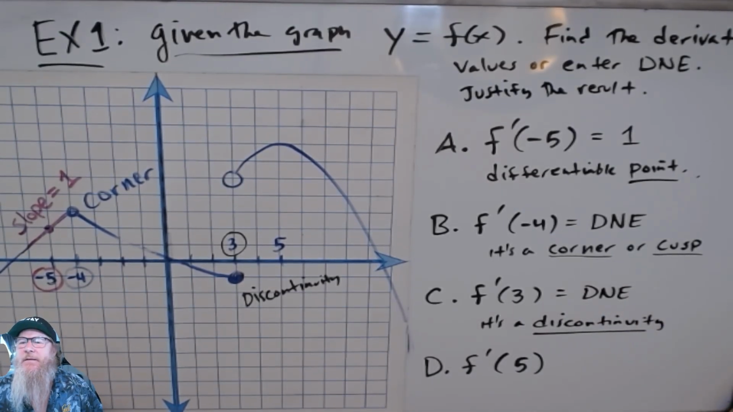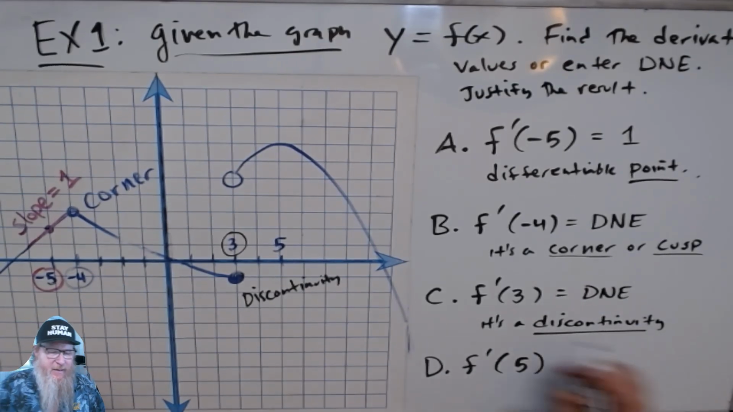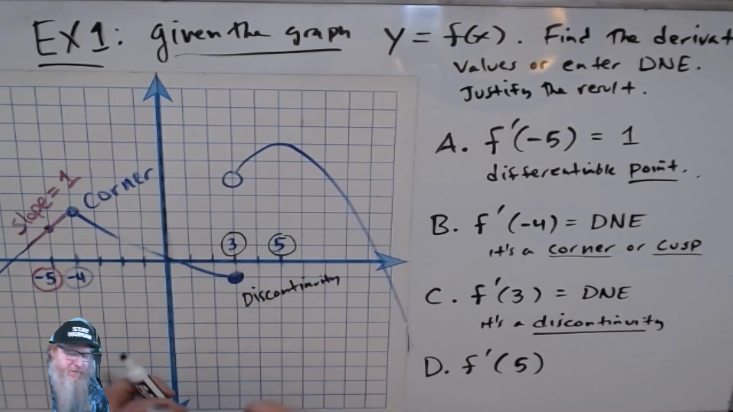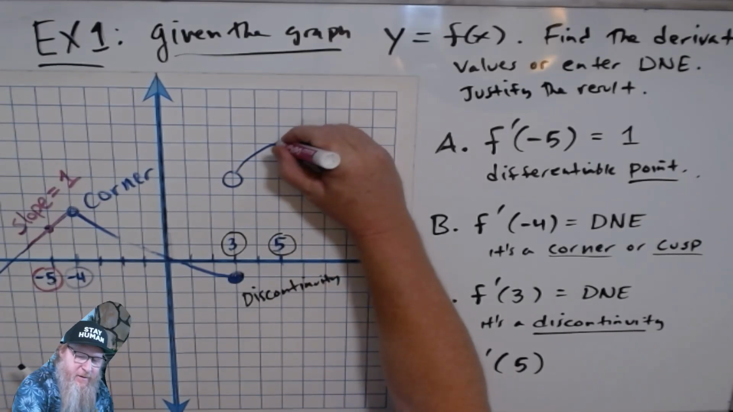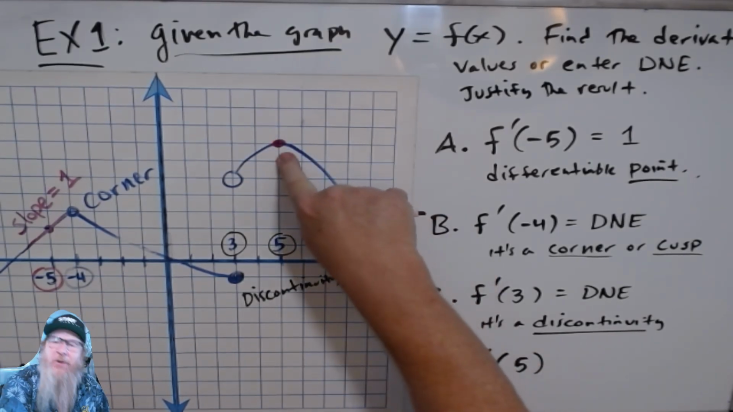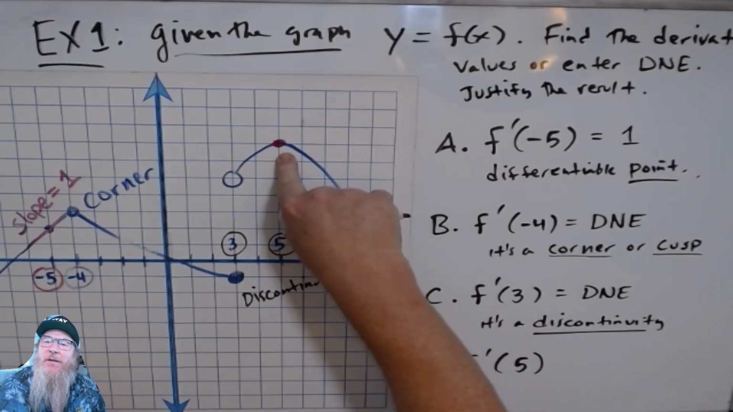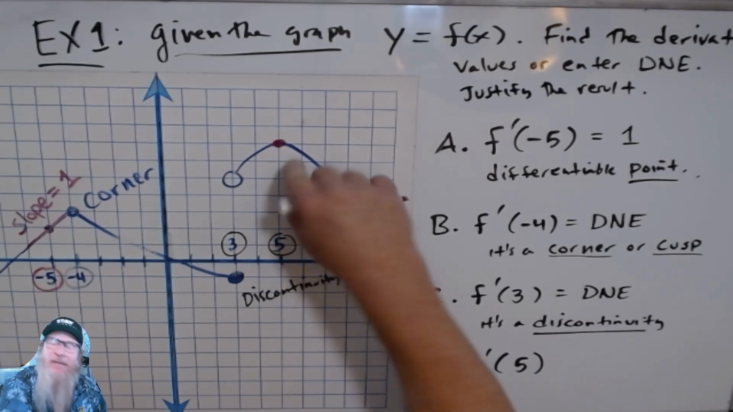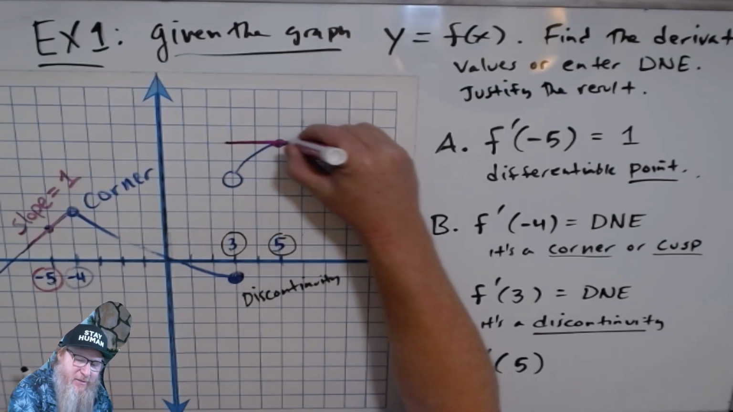All right. And then when we get to 5, that's not a corner. It's not a cusp. It's not a vertical tangent. It's a horizontal tangent.